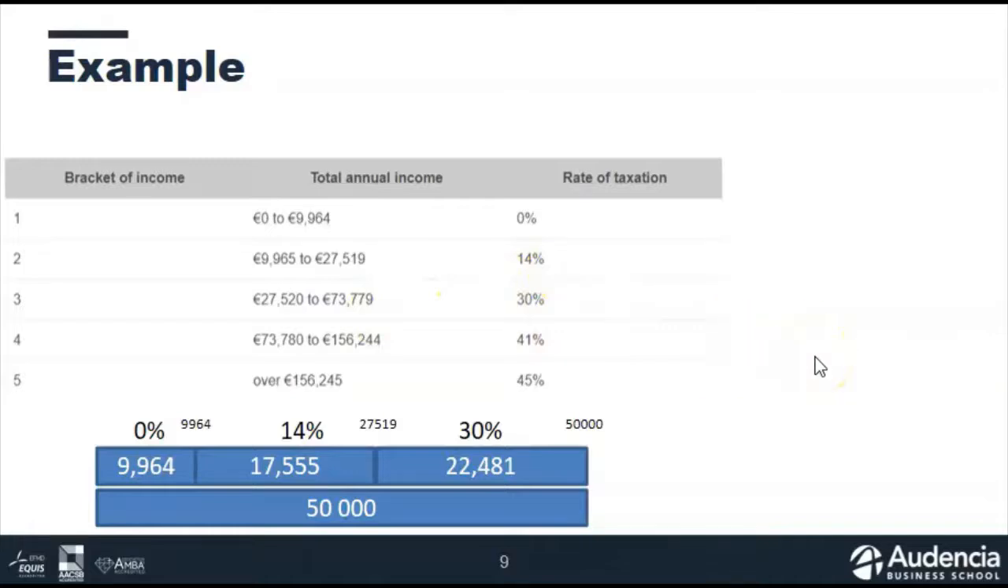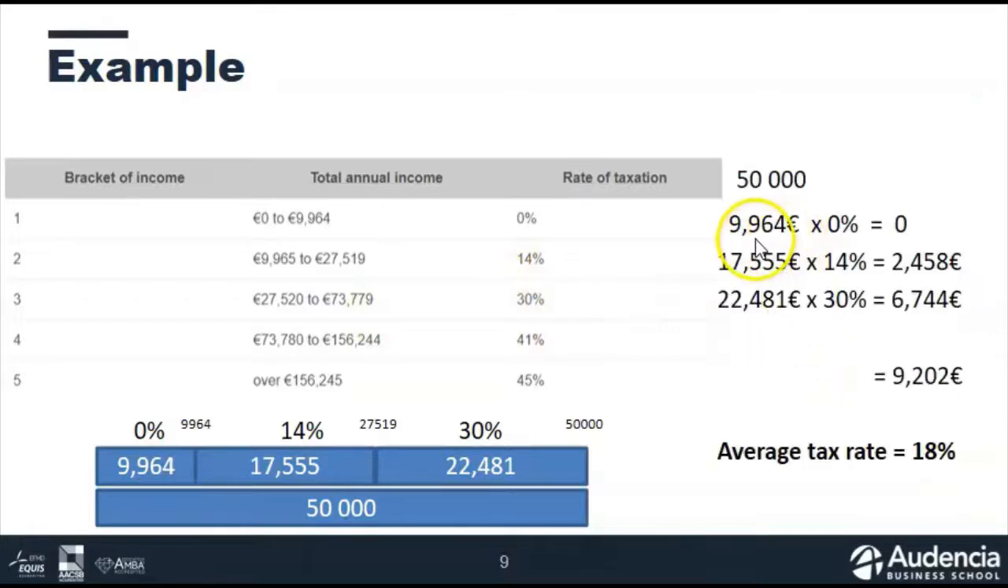So what does that mean in terms of revenue collected? It's pretty easy to calculate. We get zero revenue from this first block. We get 2,458 euros from this second block. And we get 6,744 euros in revenue from this third block, coming to 9,202 euros in taxes paid. And so you can see the marginal rate increases as we get higher levels of income. The average tax rate, which is the amount of tax we paid divided by our income, is about 18% in this case.